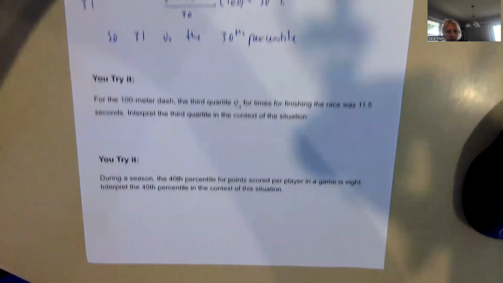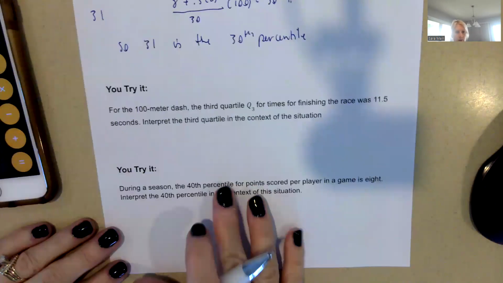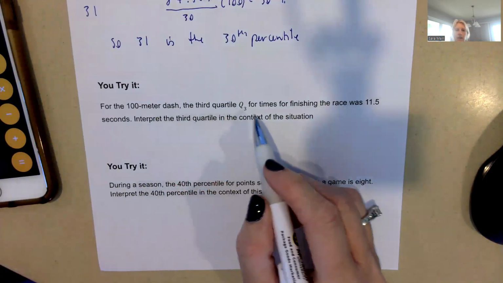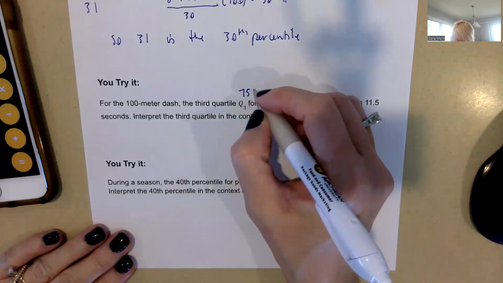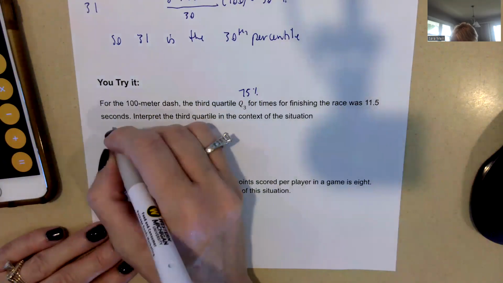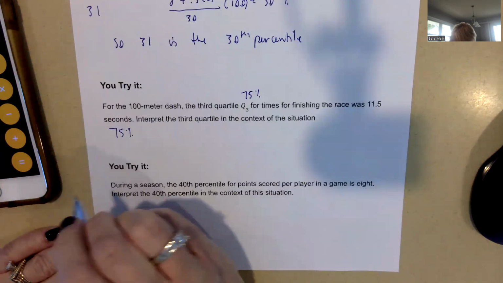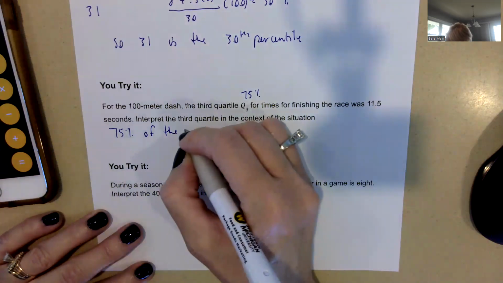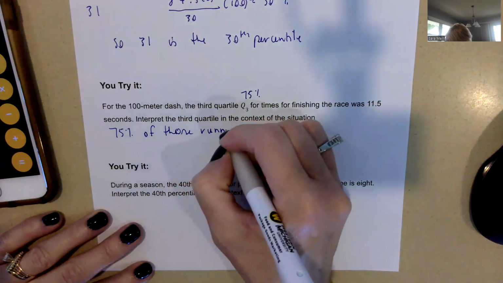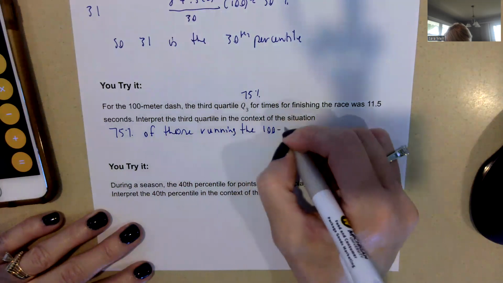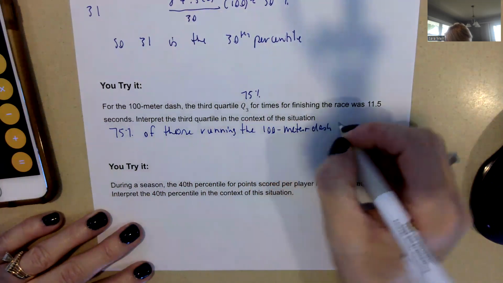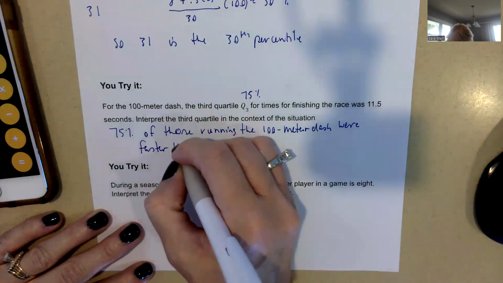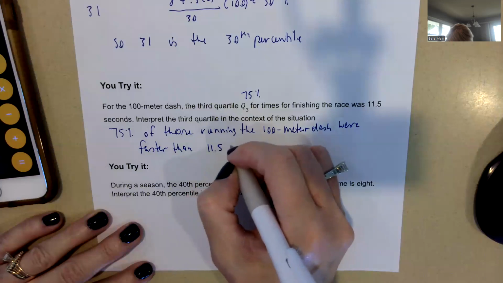Excellent. Next our last two questions here. It says for the 100-meter dash, the third quartile Q3 for times for finishing the race was 11.5 seconds. Interpret the third quartile in context of the situation. So third quartile is 75%. So 75% of those running the 100-meter dash were faster, right? Because they were less than, were faster than 11.5 seconds.